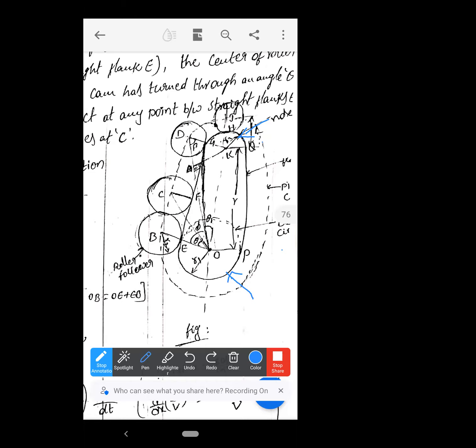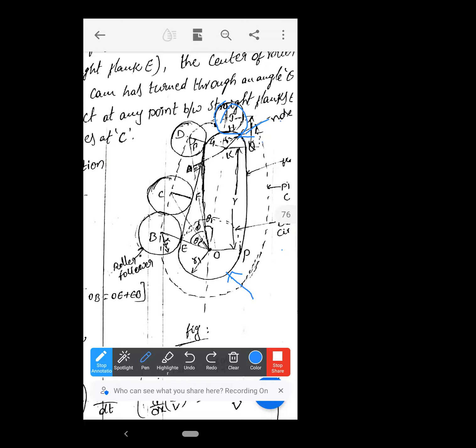Another circle is there, the third circle, which is the roller. Observe the type of follower: it is a roller follower. This is the base circle radius R1, the roller radius is R2, and the nose radius is our R3. These are the three radii.